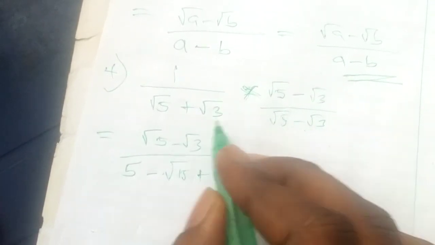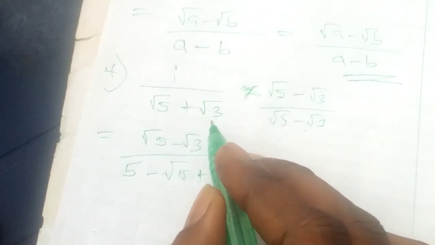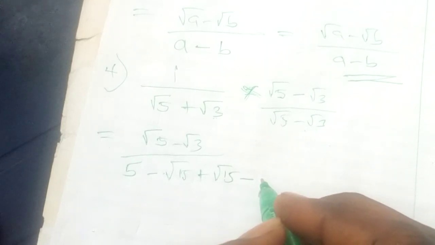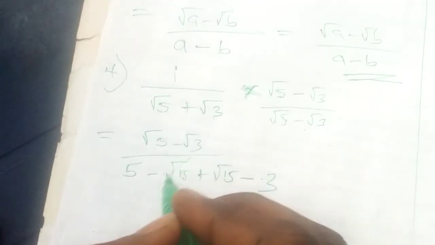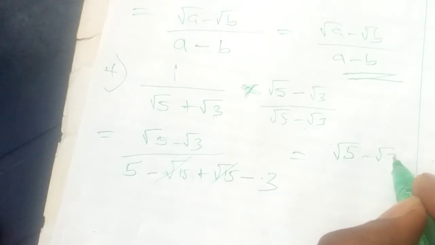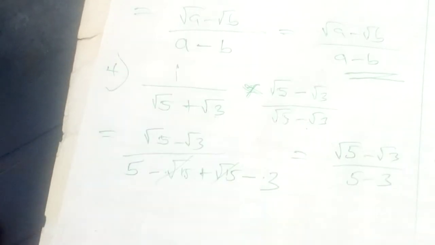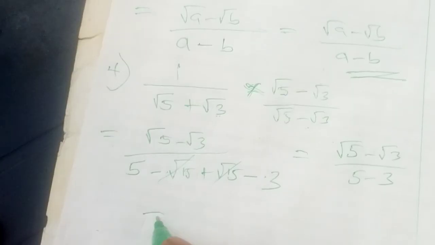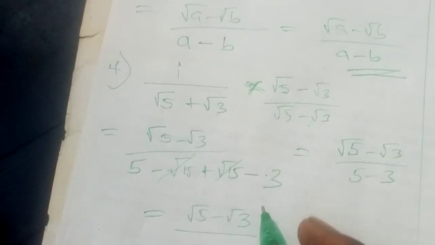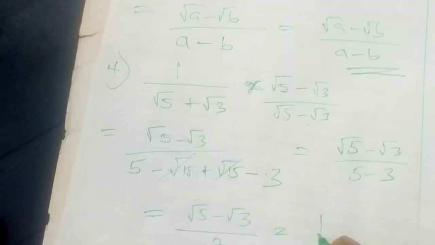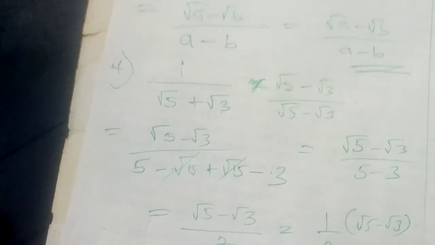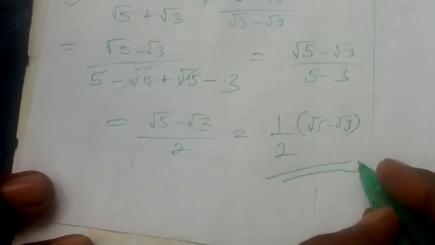Minus root 3 times root 3 will give us minus 3. So this one we cancel out just as you have done earlier. We have root 5 minus root 3 over 5 minus 3. 5 minus 3 is 2. So our final answer will be root 5 minus root 3 divided by what? Divided by 2. So we can express this as 1 over 2 times root 5 minus root 3. That's our final answer.